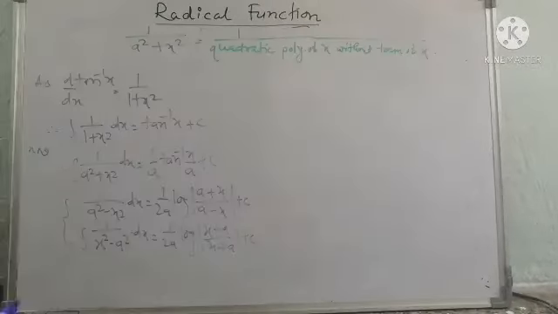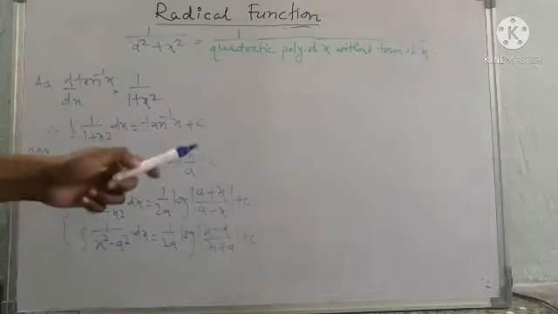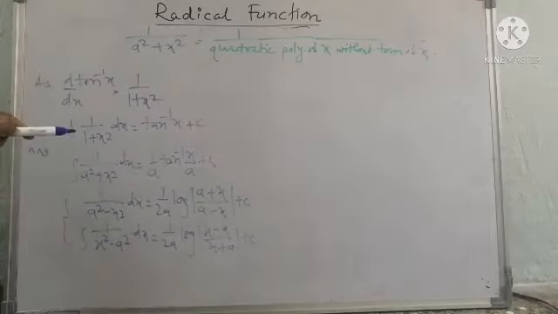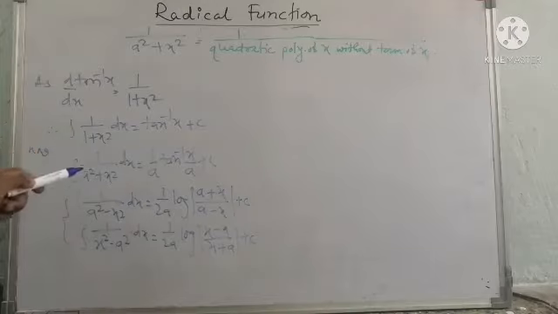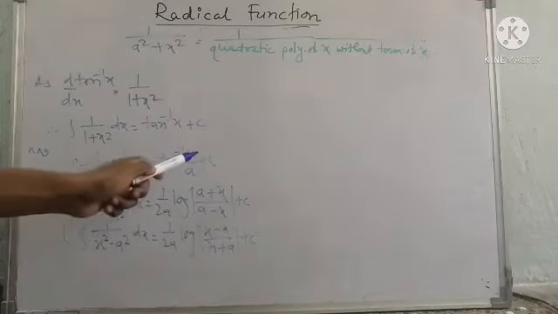As we know, the derivative of tan inverse x is 1 upon 1 plus x square. So the integration of 1 upon 1 plus x square is tan inverse of x plus c. And this 1 plus x square is in the form of a square plus x square, in which a is 1. If 1 is replaced by the general form a, where a is a constant, then the integration of 1 upon a square plus x square with respect to x will be 1 upon a tan inverse x upon a plus c.